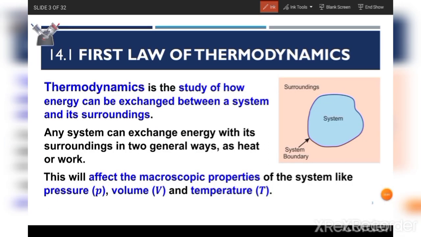Before we proceed to the first law of thermodynamics, let's look at what thermodynamics means. Thermodynamics is the study of how energy can be exchanged between a system and its surroundings. The system can exchange energy in two general ways, as heat or work. This will affect the properties like pressure, volume, and temperature.